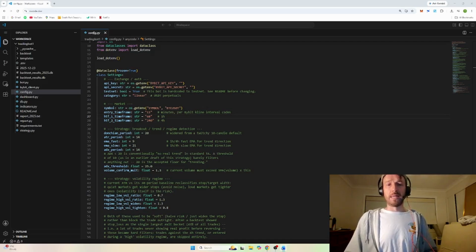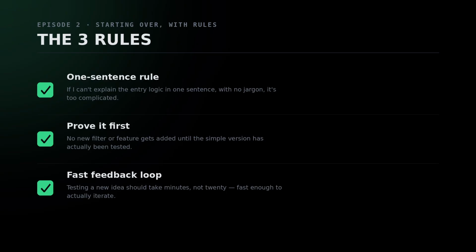We're going to be going back to basics with the whole process here. And what does that actually mean? A few rules I'm going to be implementing. Rule one: I need to be able to explain the entry logic in one sentence with no jargon. Rule two: I'm not adding a new filter or feature until I've actually proven the simple version does or doesn't work. Rule three: the testing loop needs to be faster.